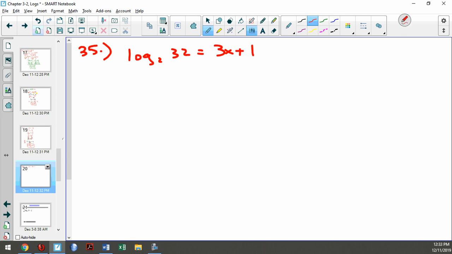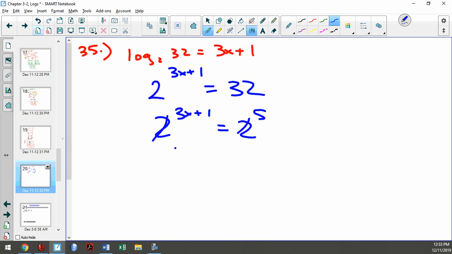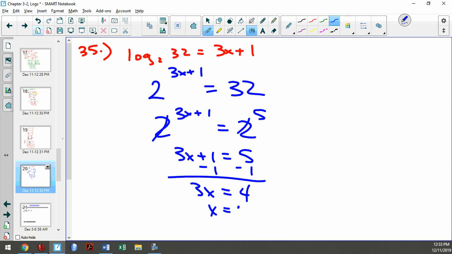Okay, I have to take this out of logarithm and write it as an exponential. So how do I write this as an exponential? 2 to the 3x plus 1 is equal to 32. How do I rewrite 32? 2 to the 5th. Bases cancel out, so 3x plus 1 is equal to 5. Subtract the 1. 3x is equal to 4, so x is equal to 4/3.